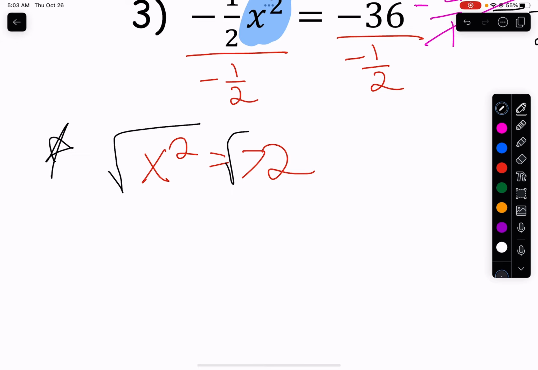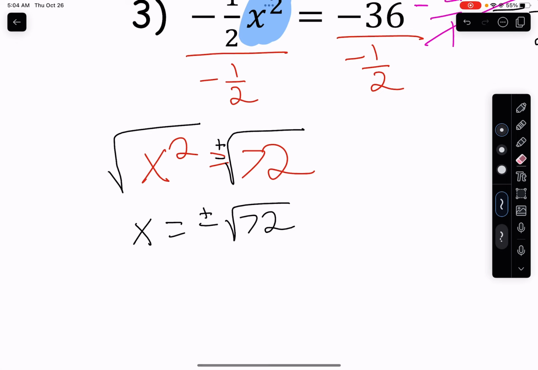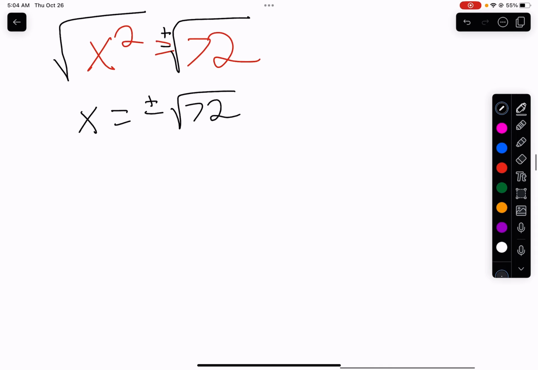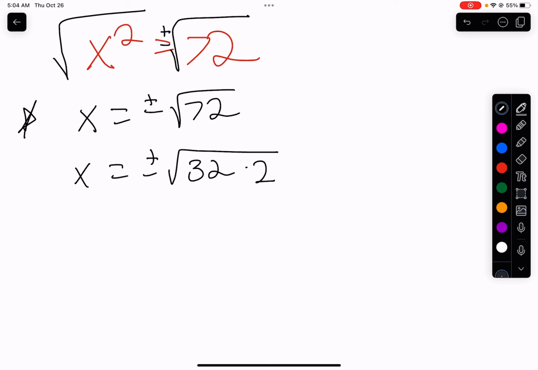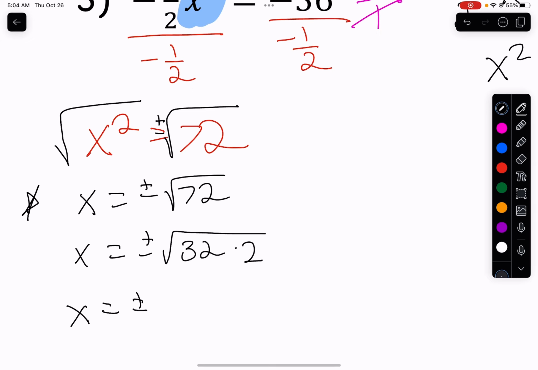We're going to take the square root of both sides and add in a plus minus. We get x equals plus minus the square root of 72. So we know how to break this down. How do we break down the square root of 72? Well, we use our list of perfect squares. It's 36 times 2, sorry. And we end up with plus minus 6 root 2.